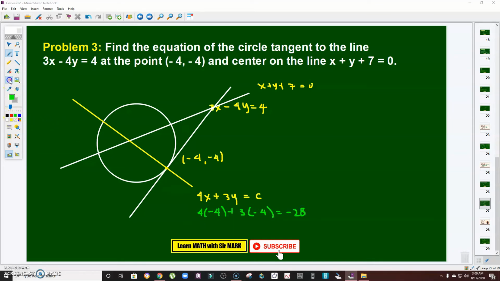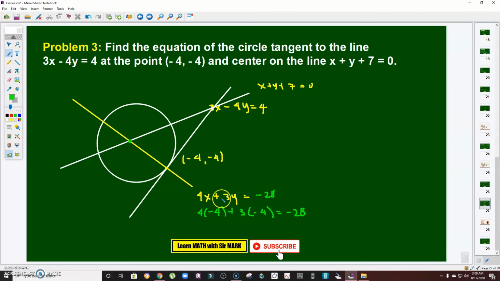So therefore, let me erase na lang. Okay? So therefore, yung equation ng normal line is 4x plus 3y equals negative 28. Okay. Again, we're after the equation of the circle. So again, to get the equation of the circle, kailangan meron kang center, meron kang radius. Actually, makukuha na natin yung center dito.